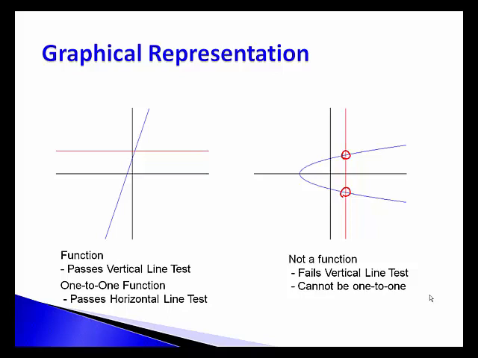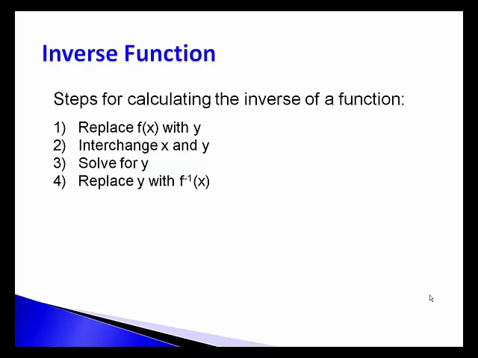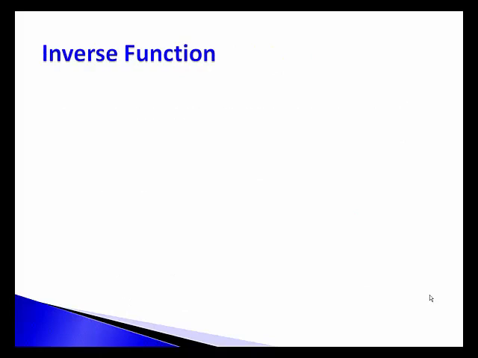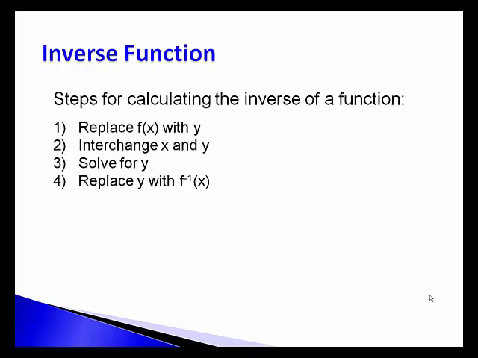Now, one of the key factors about one-to-one functions is that if a function is one-to-one, it has an inverse, and we can calculate it. So let's talk now about an inverse function. Our steps for calculating the inverse of a function are as follows. First of all, we'll replace f of x with y. We'll interchange the x and y, which means literally everywhere you have an x, you'll write a y, and everywhere you have a y, you'll write an x. Then we solve for y, and finally replace y with f inverse of x.